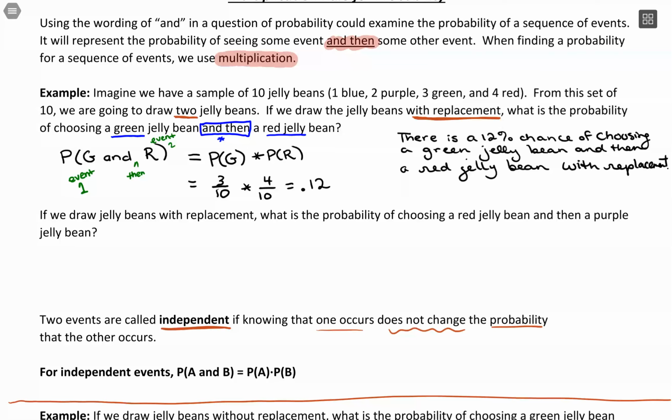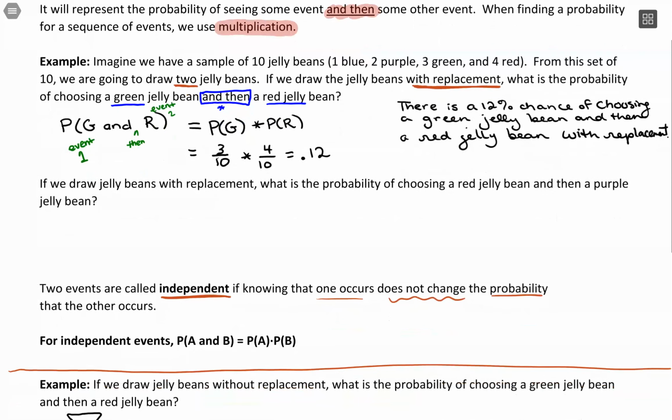And something I'm going to throw in there is that this is with replacement, just because that will change the math. In fact, we'll look at a similar scenario down below that makes the calculation change because it's without replacement, but this case with replacement. So let's see this again. If we're drawing jelly beans with replacement, so we still have our independence there, what's the probability of choosing a red jelly bean and then a purple jelly bean?